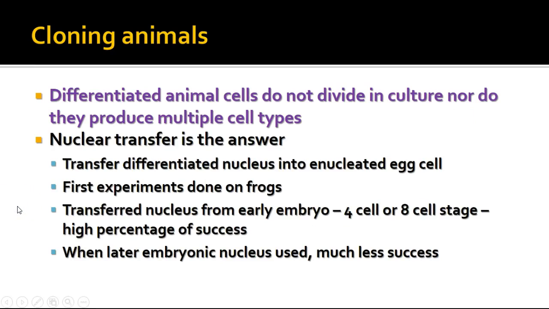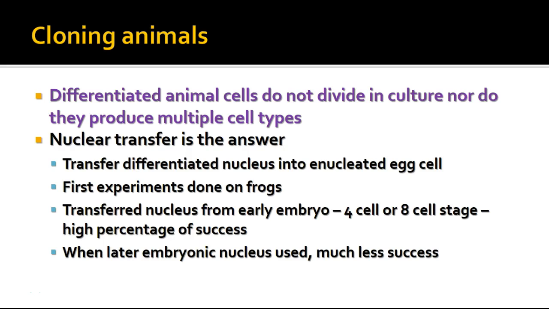Now, cloning animals is a little bit different because differentiated animal cells don't really divide well in culture, nor do they produce multiple cell types. If you can get them to grow in culture, they'll produce the same kind of cell that they are, but not too many other things. And so what scientists figured out pretty early on was that nuclear transfer might be the answer. If you transfer a differentiated nucleus into an egg cell from which the nucleus has been removed, we call that enucleated, then perhaps that egg cell, which is programmed to develop into a whole organism, might work.